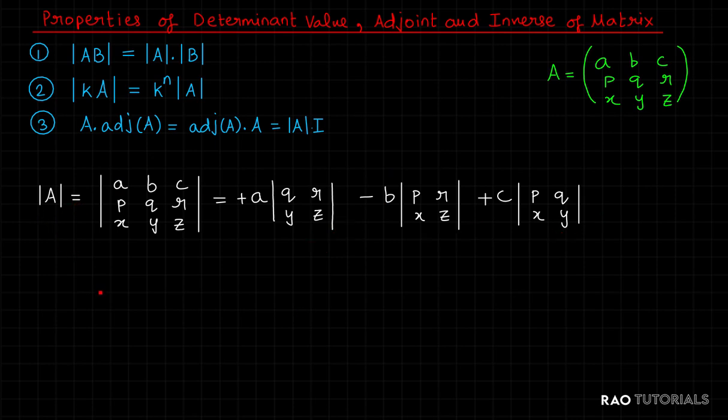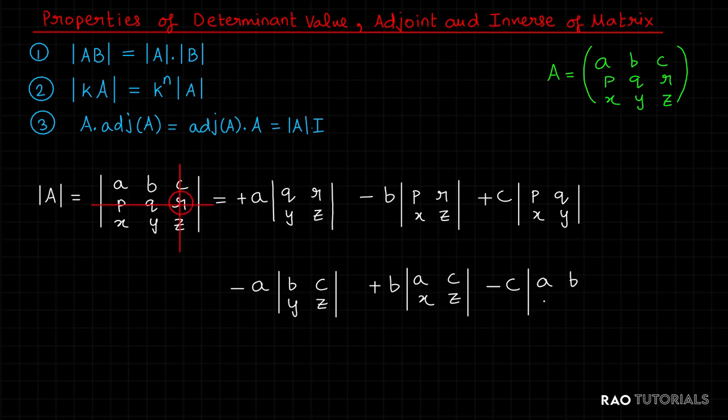Similarly, second row with cofactors of second row and third row with cofactors of third row will also give us the determinant value. But what happens if we mismatch? That is, suppose we take first row A, B and C, and instead of their cofactors, let us take the cofactors of second row. Cofactor of P is negative B, C, Y, Z. Cofactor of Q is positive A, C, X, Z. And cofactor of R is negative A, B, X, Y.